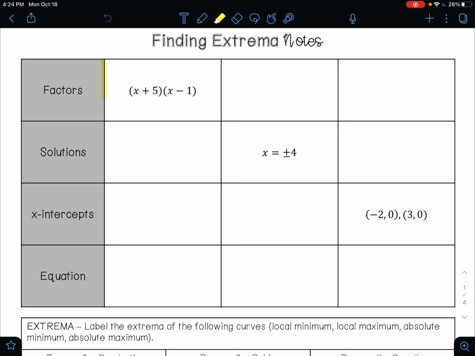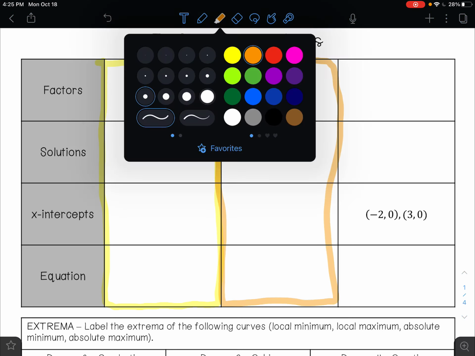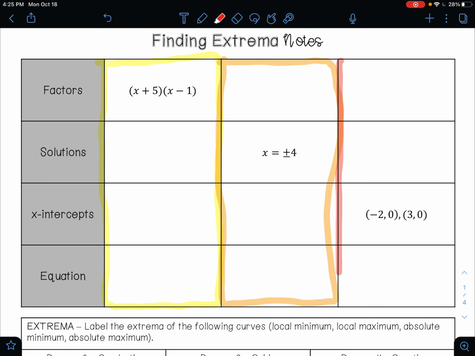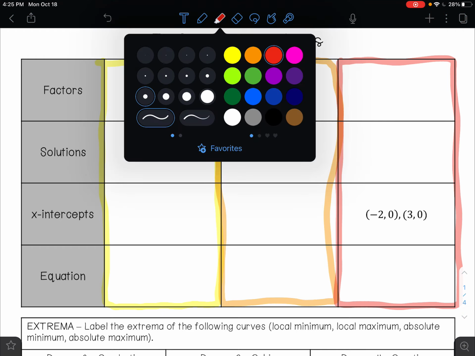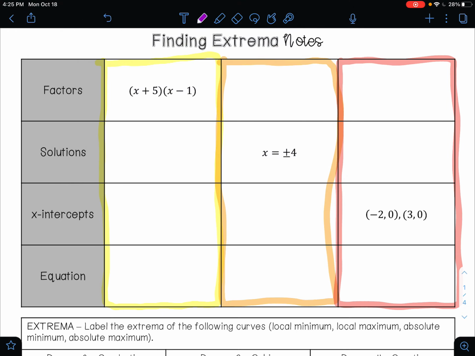So we're going to be looking at each one of these columns. This is all related, and this one is all the same thing, and then this one over here is the same thing. So we just want to fill this out. If we look at this first column, they give us the factors of x plus 5 times x minus 1.